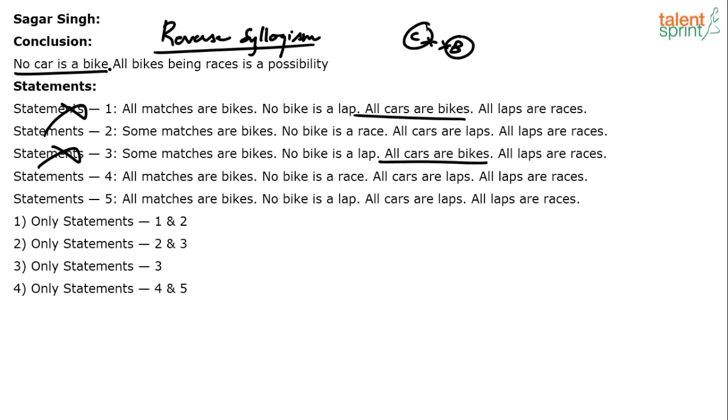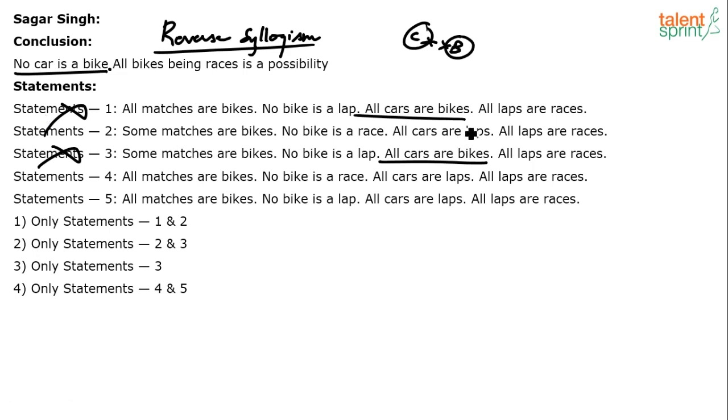So this way you can eliminate some of the options. And if you are lucky and able to eliminate, let's say 4 of the options, you are done. Without drawing any diagram, you can arrive at the right answer. But anyway, since only 2 of the options have got eliminated, we have to work on this one.